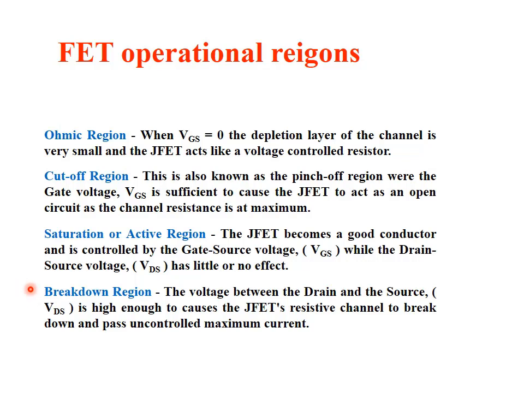And of course, as in any electronic device, there is a breakdown region. And of course, we don't want the transistor to be operating in this region. The voltage between the drain and the source, VDS, is high enough to cause the FET resistive channel to break down and pass uncontrolled maximum current. So if we reach the breakdown, we will have an uncontrolled maximum current. And usually this uncontrolled maximum current is very high and destroys the transistor.